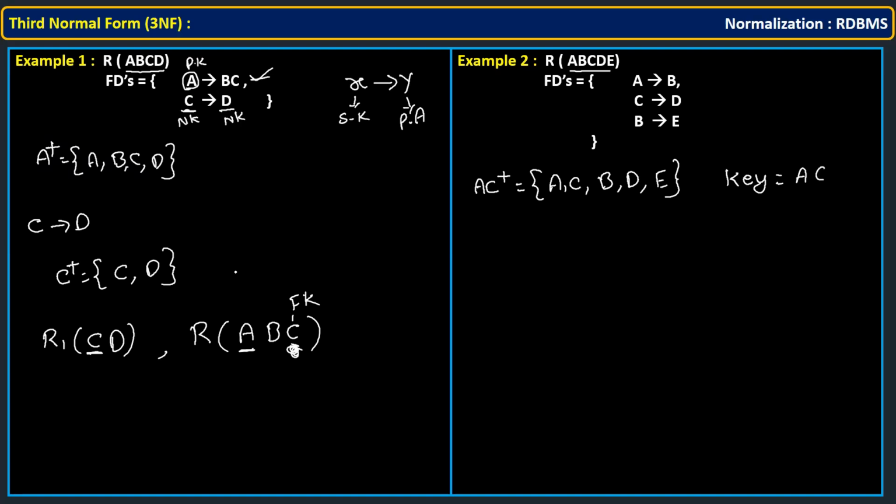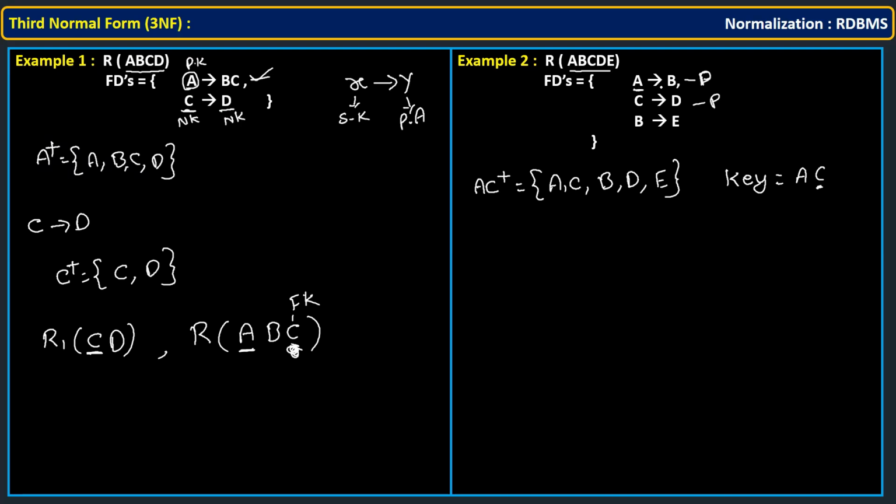And if you observe, before checking the third normal form, is it in the second normal form? That is our rule, right? If you want to say it is in third normal form, first of all it must be in second normal form. But here, if you observe, A is a prime attribute, so this is a partial functional dependency. And even C is also a prime attribute, so this is also a partial functional dependency. So first, to make this one in second normal form, what do we have to do?